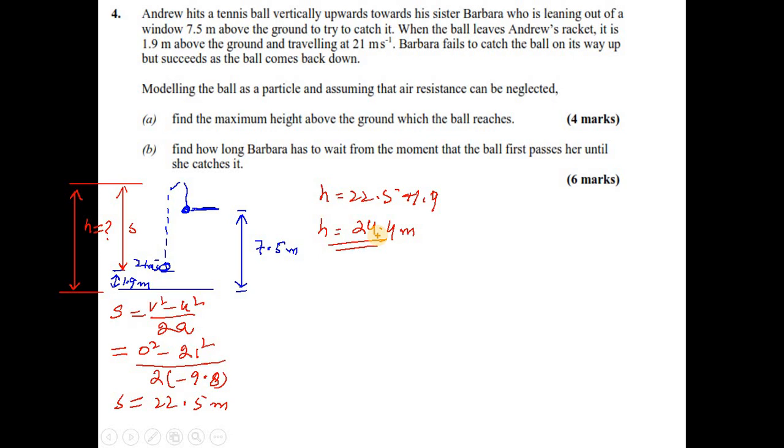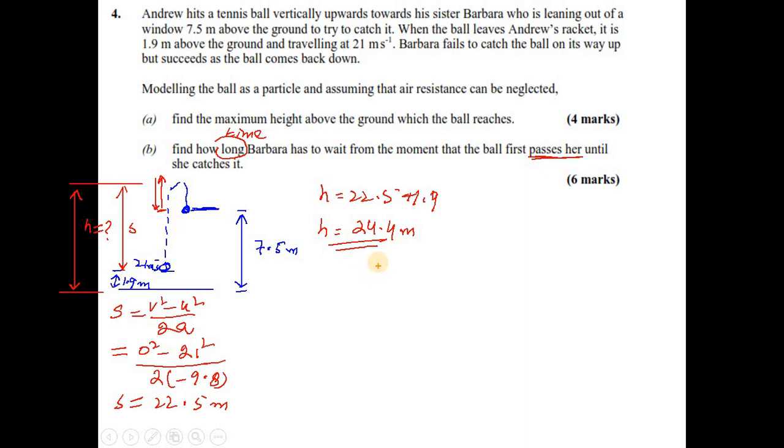Part B, find how long Barbara has to wait from the moment that the ball first passes her until she catches it. That means you need to find the time for the ball when the ball first passes her and then reaches her again. That means you need to find the time from here, and it goes up and then comes down. In this interval you will have to find the time. So how do you do that?